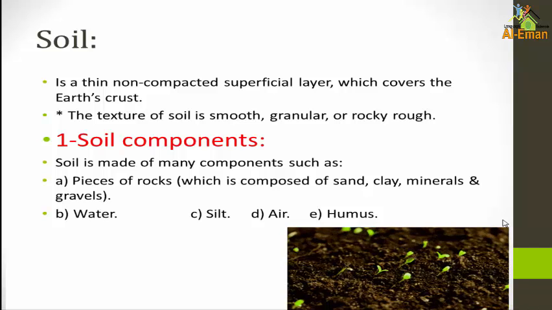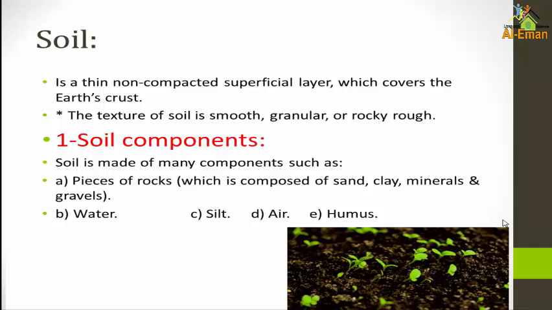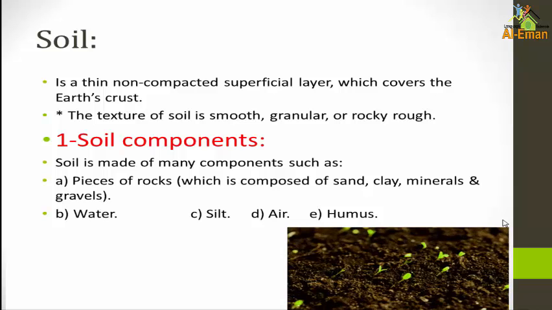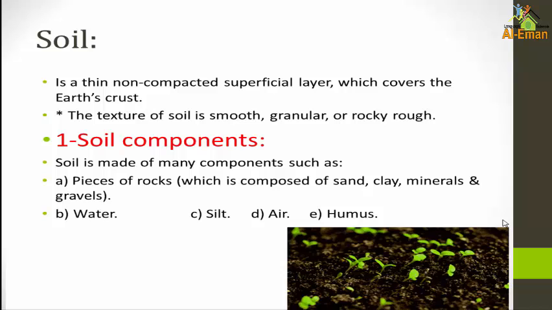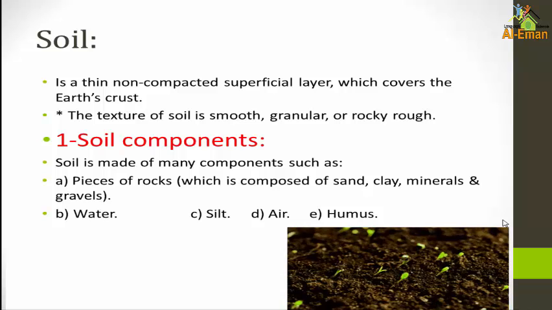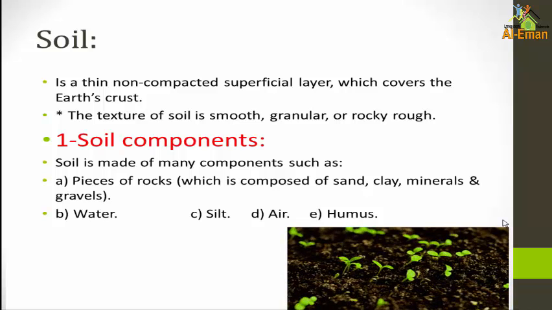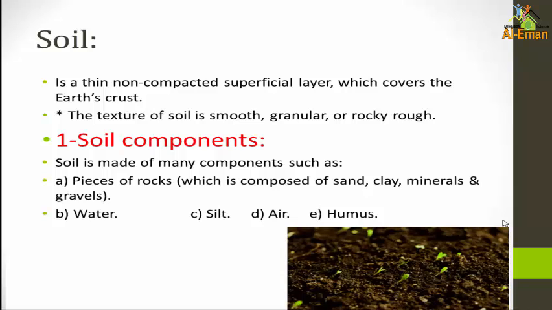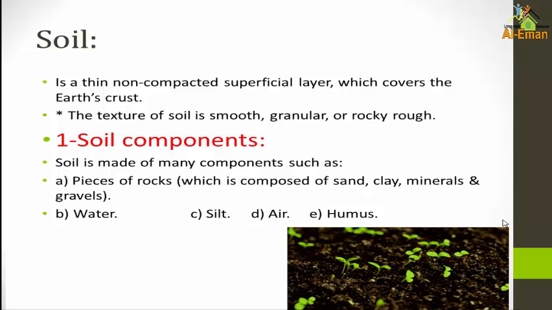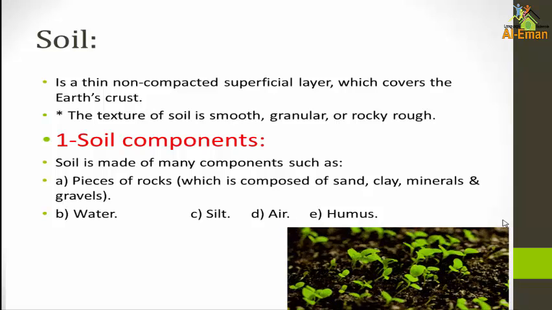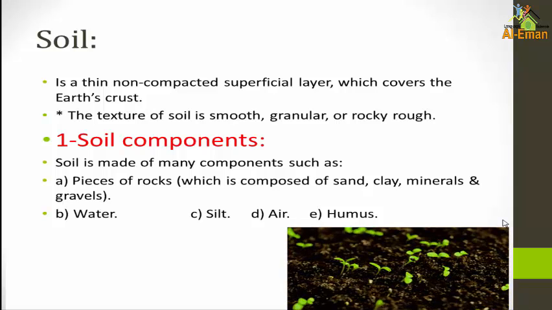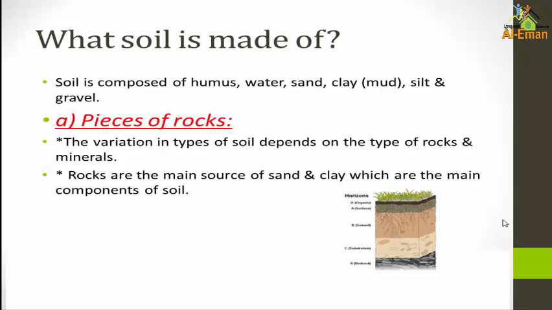Soil is made of many components such as pieces of rocks, water, salt, air, humus. At first, pieces of rocks, which are composed of sand, clay, minerals, gravel, and so on. Number B, water, salt, air, humus. Then, what is soil made of? Soil is composed of humus, water, sand, clay, salt, and gravel.